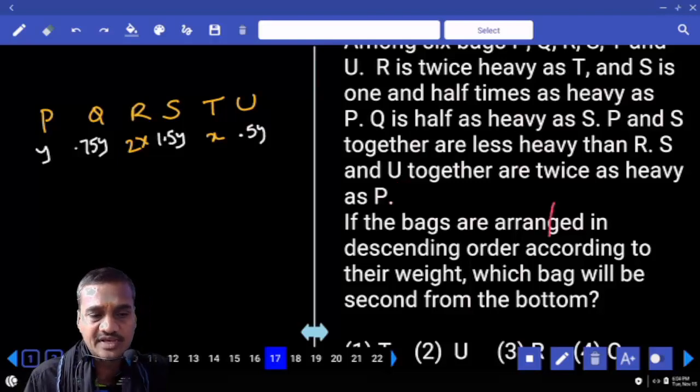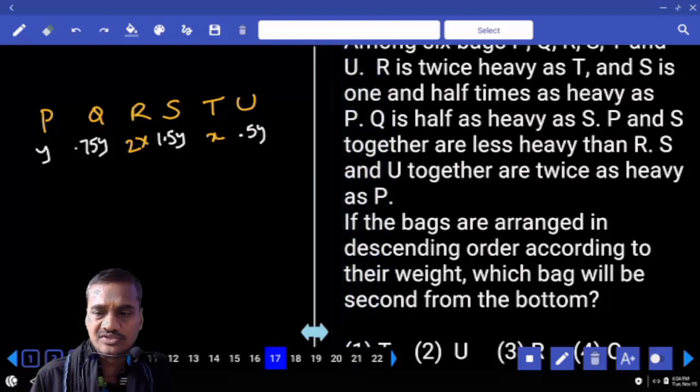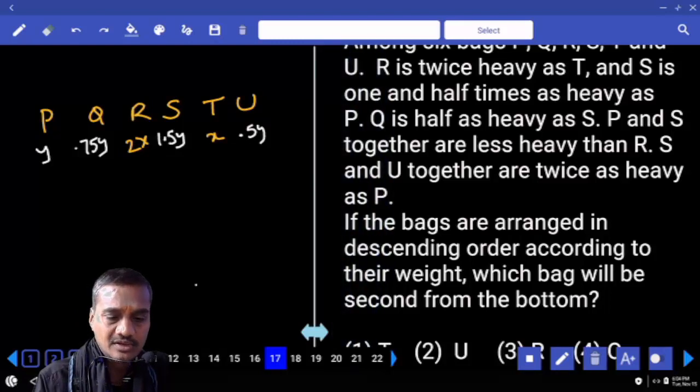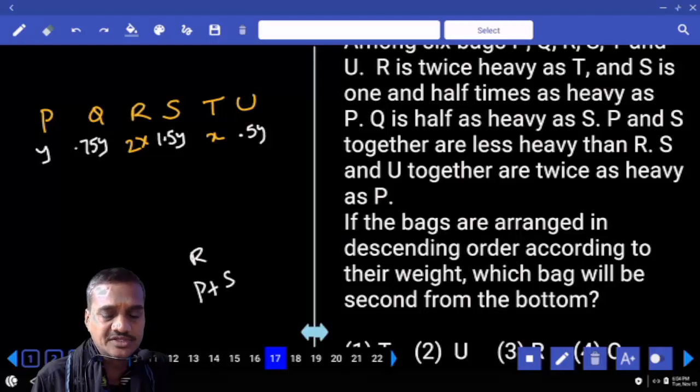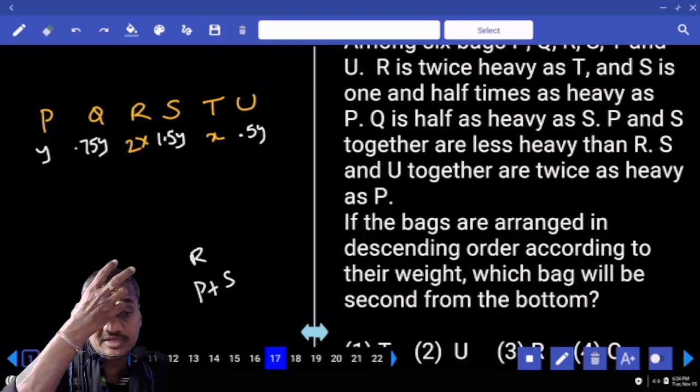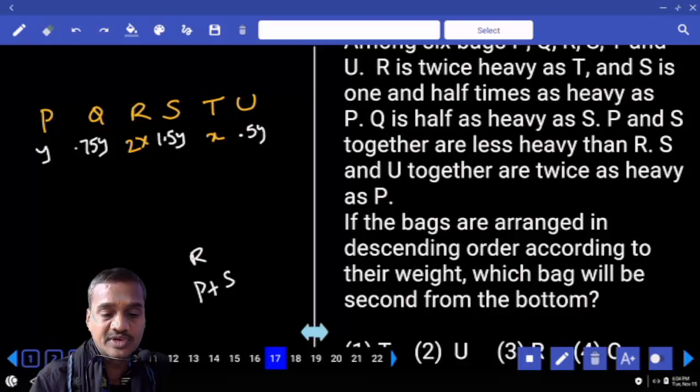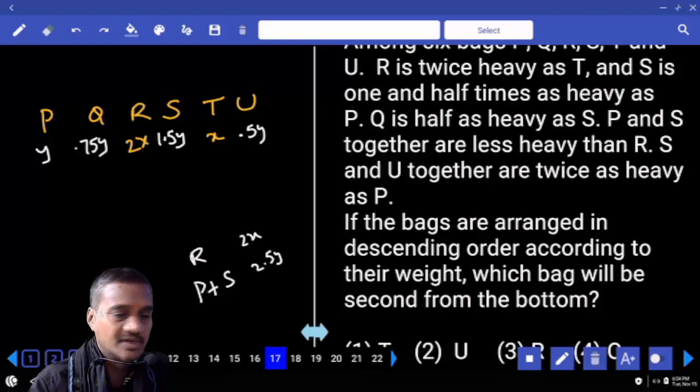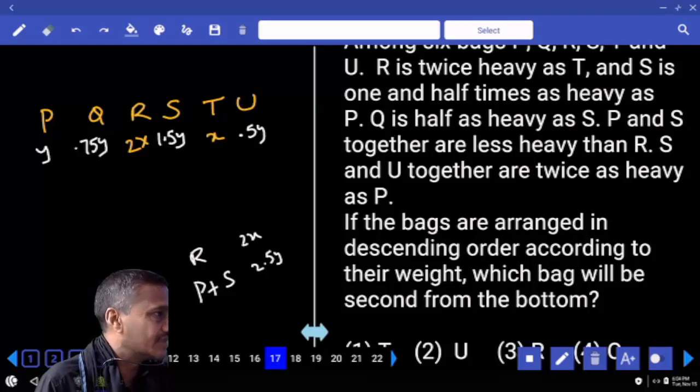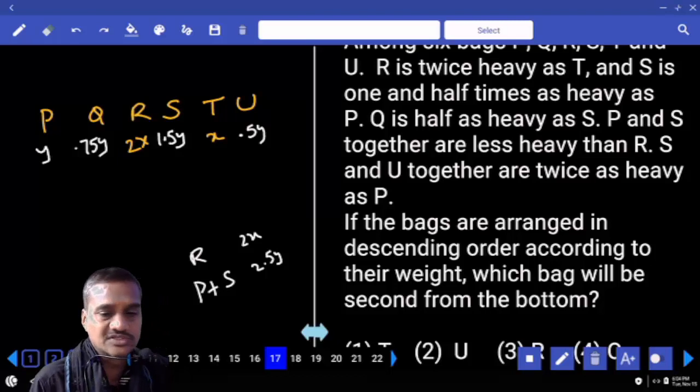Q is half as heavy as S, and at the same time R is twice as heavy as T. S is 1.5 times. P and S together are less heavy than R. Now P plus S is lesser than R. What is R? R is 2X. And P plus S is 2.5Y. So 2.5Y is lesser than 2X, and hence X is greater than Y. Clear? As X is greater than Y, let us take the values here.